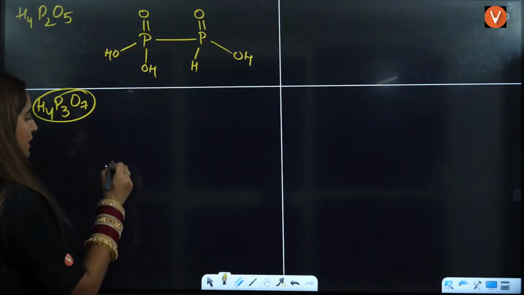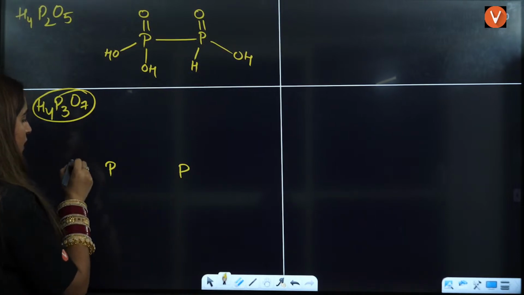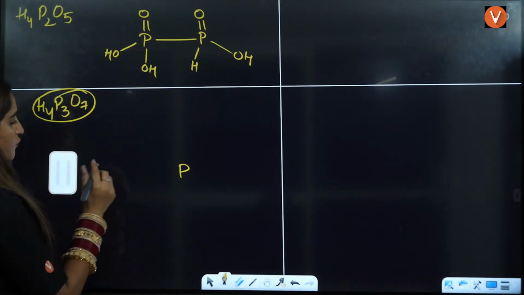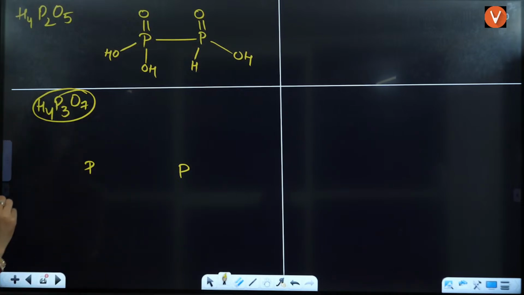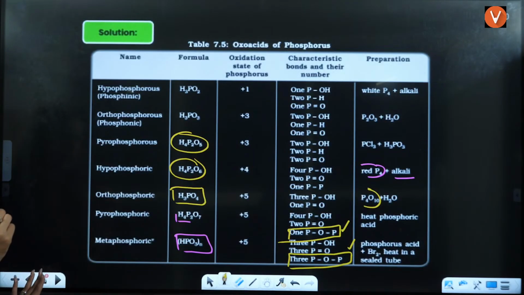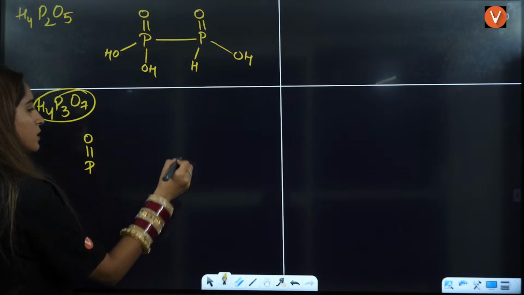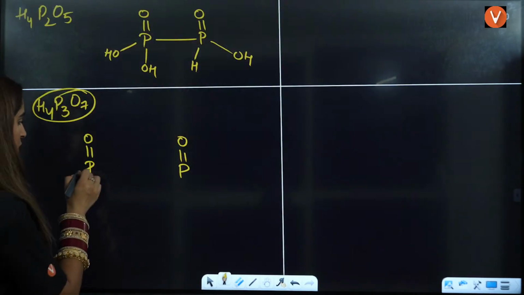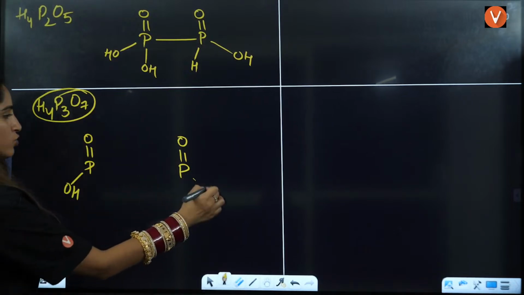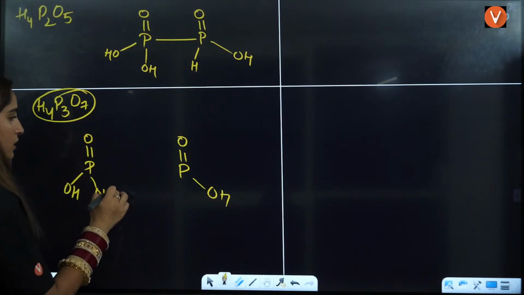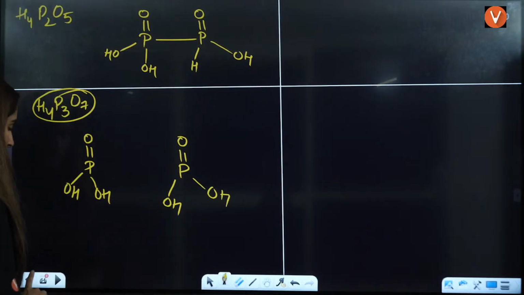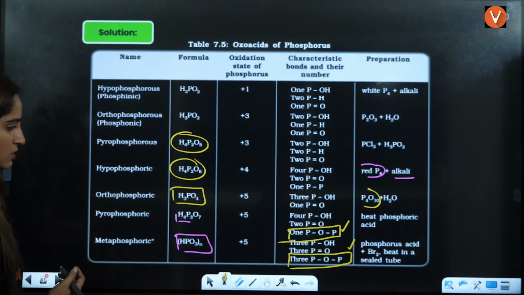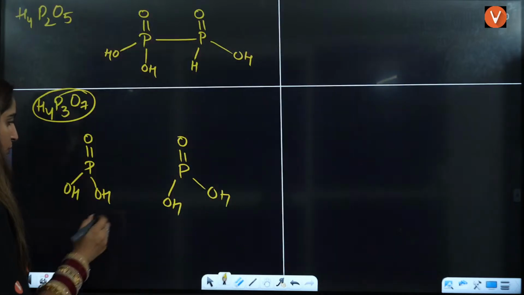So this is P. This is P. There is one more P. Right? So let's draw this thing. I think it should be H4P2. Chalo, let's draw it. P double bond O. This is P double bond O, right? Then 4 POH: 1, 2, 3, 4, right? Then there should be one POP.